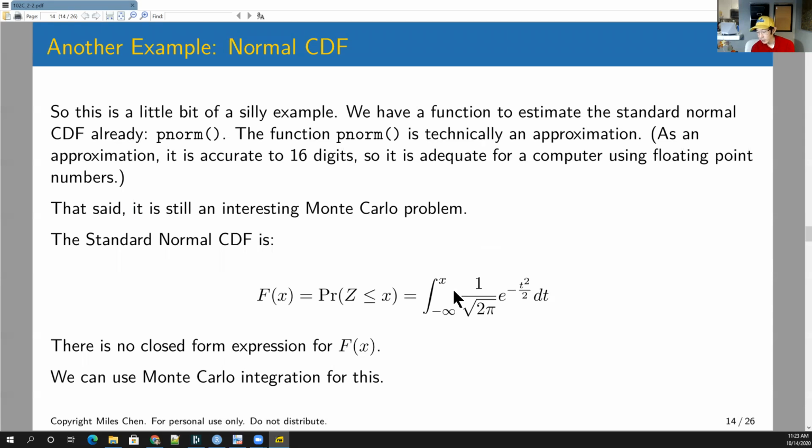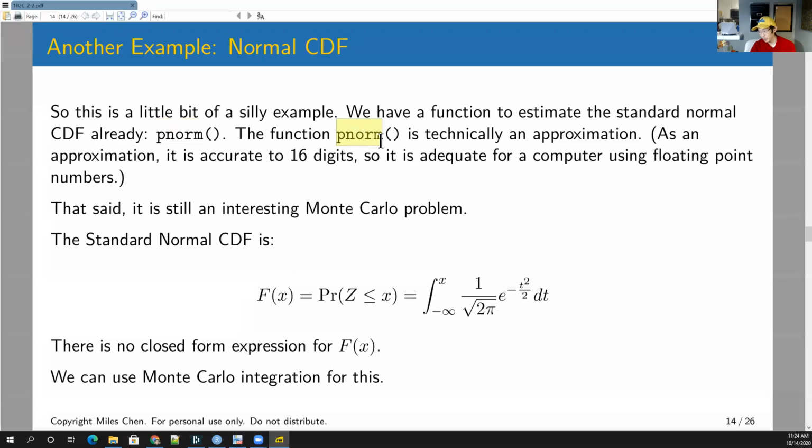All right, let's take a look at another example here. This is a little bit silly, because we have a function that already exists, right? So let's say we want to estimate the normal CDF, the normal cumulative distribution function, okay? And this function already exists. We've got p norm on the computer.